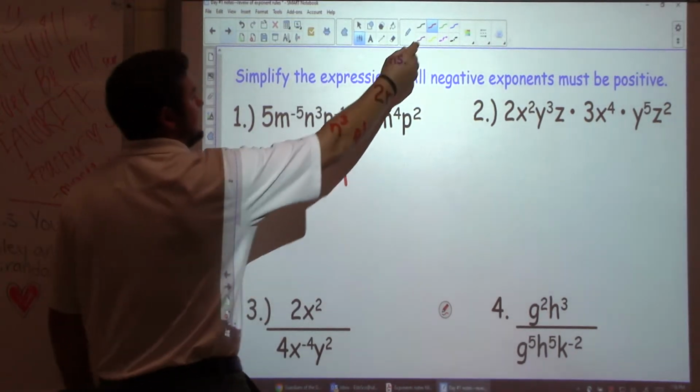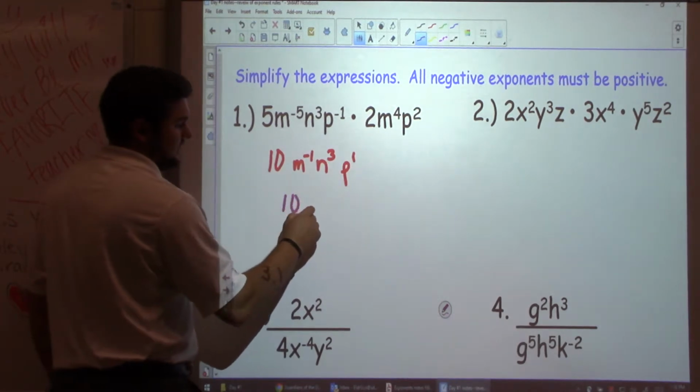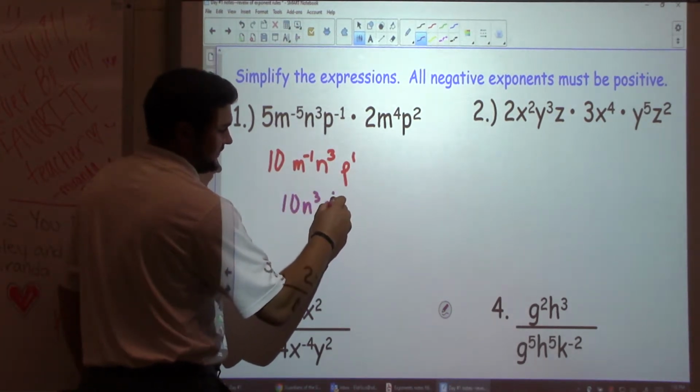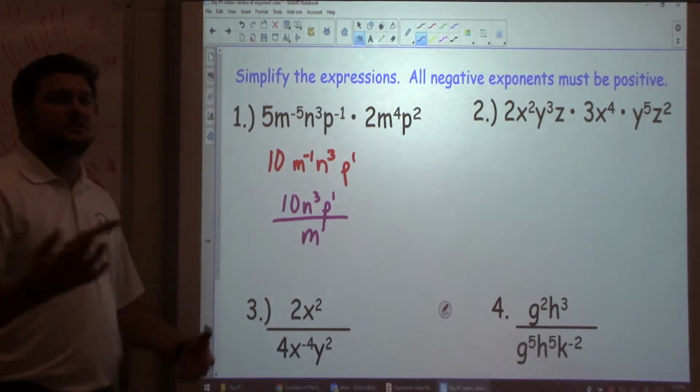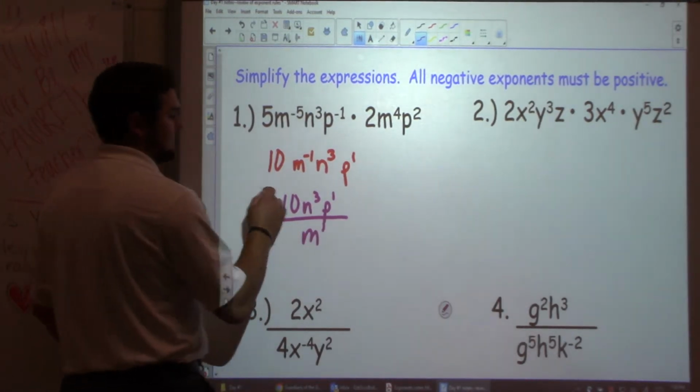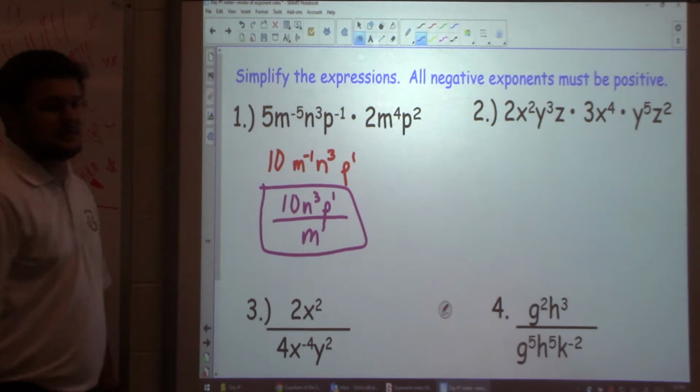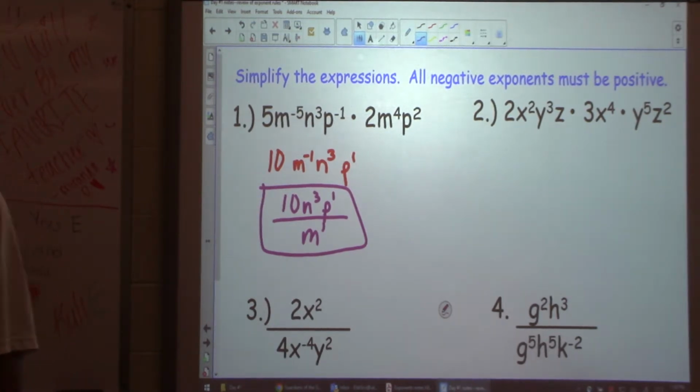So 10 n cubed p to the first over m. And if you want to put the exponent of 1, you can. If you don't want to, you don't have to. But that should be our answer. Okay? Does that make sense? Let's start to come back a little bit.